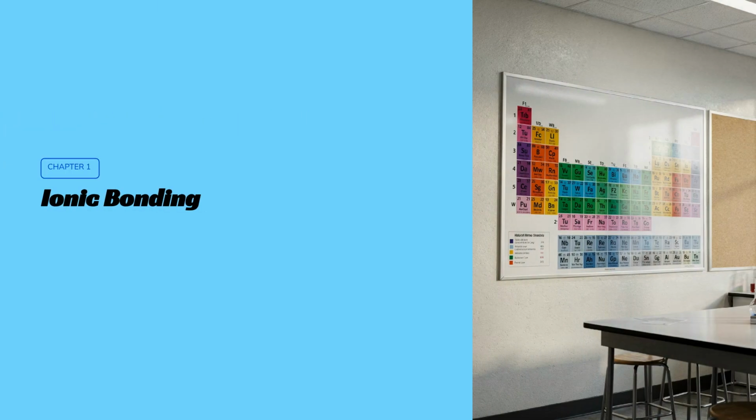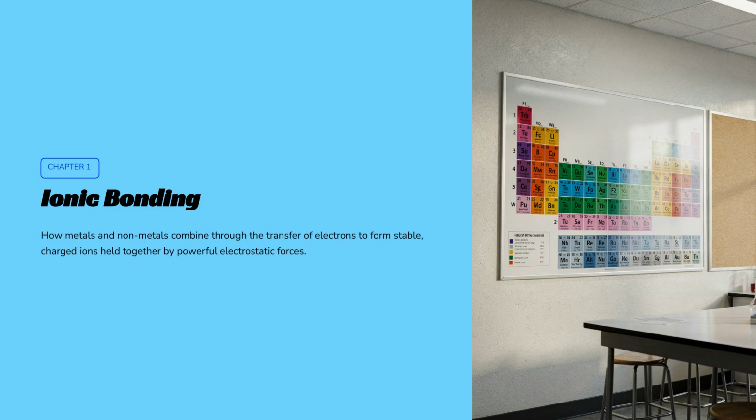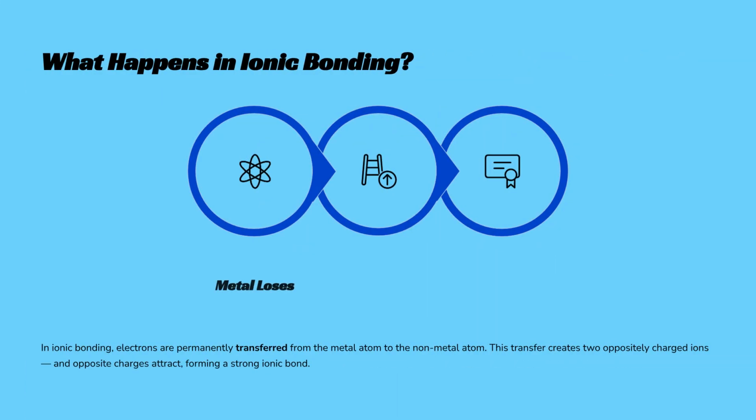Chapter 1 focuses on ionic bonding. This occurs when metals and non-metals combine through the transfer of electrons, forming charged ions held together by strong electrostatic forces. In ionic bonding, the metal atom loses electrons and the non-metal atom gains them. This transfer creates two oppositely charged ions which attract, forming a strong ionic bond.